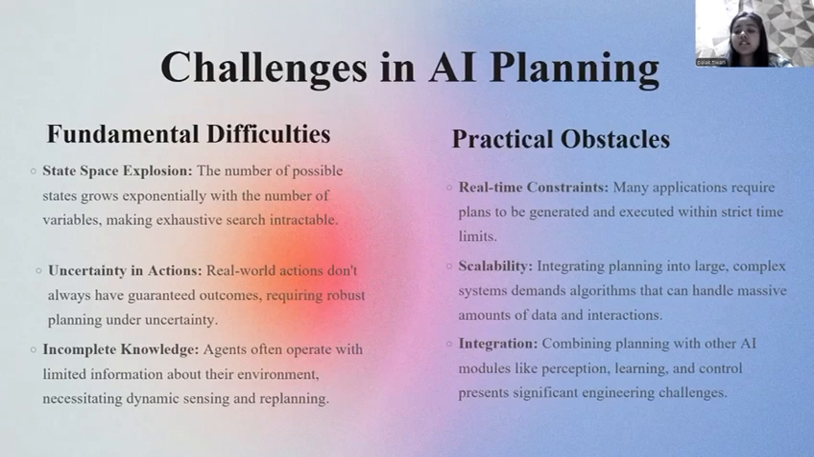Challenges in AI planning. Despite its strength, AI planning faces several challenges. There's state space explosion: as variables increase, the possible states grow exponentially. Uncertainty: real world actions don't always go as expected. Incomplete knowledge: agents may not have full information about the environment. And practically, real time constraints and integration with other AI systems make larger scale planning complex.